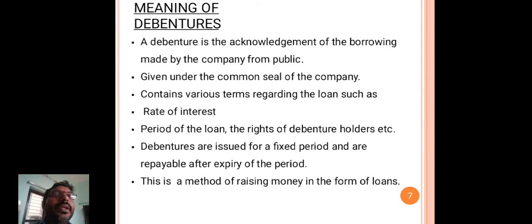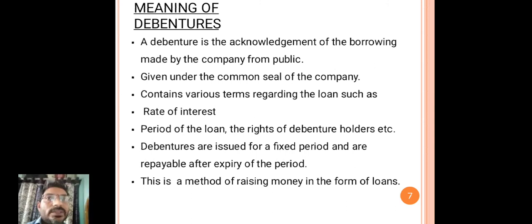Here it is given under the common seal of the company. It contains the terms and conditions, that is, the rate of interest, the period of the loan, and the rights of debenture holders. This is a method of raising money in the form of loans. There are so many kinds of debentures, like there are so many kinds of preference shares.